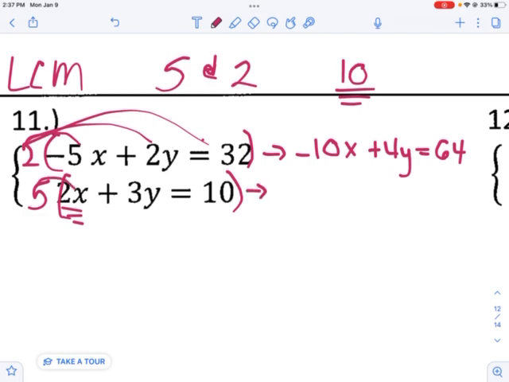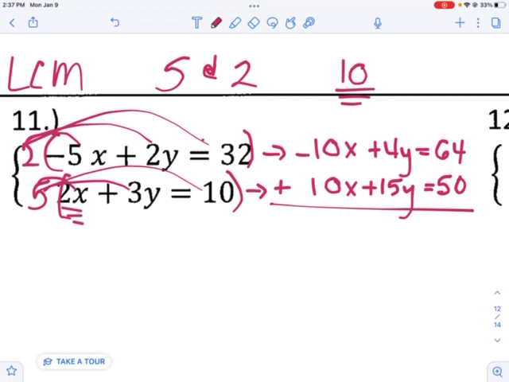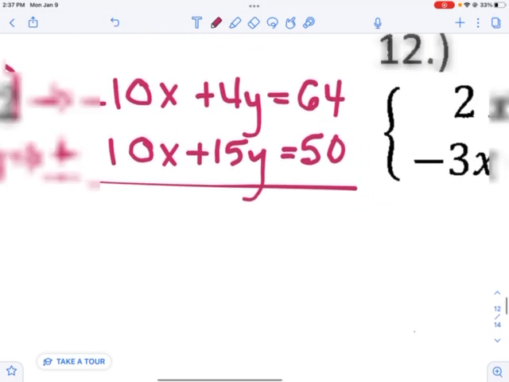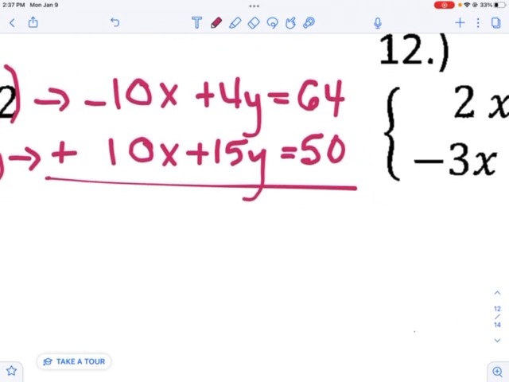All right, so let's make a big addition problem. And let's go ahead and start the process. Those two terms eliminate. 4y plus 15y is 19y. 64 plus 50, by all means, please use your calculators, okay, is 114. Well, let's hope 114 divides evenly by 19. Okay, when I divide that, I get 6.